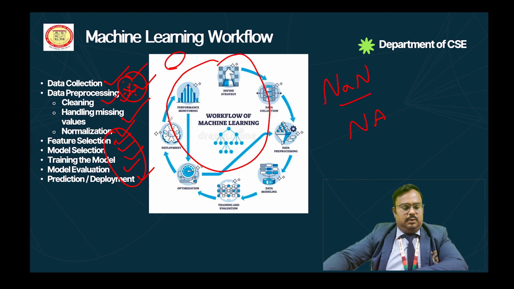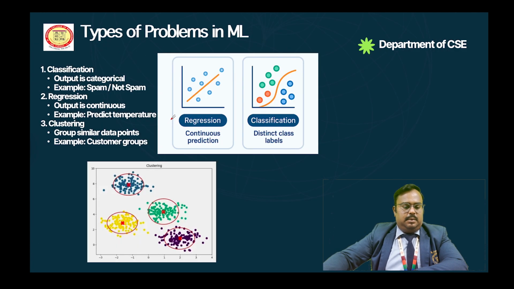These things are already discussed in this video. So next we will move to types of problems in machine learning. In machine learning we have two things: one is classification and another one is regression. What is meant by classification? Classification is used when the output is categorical. For example, spam or not spam.